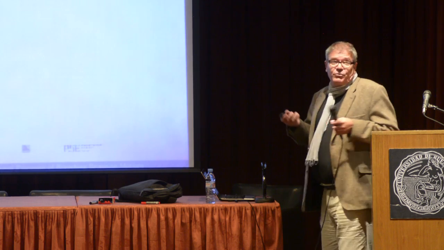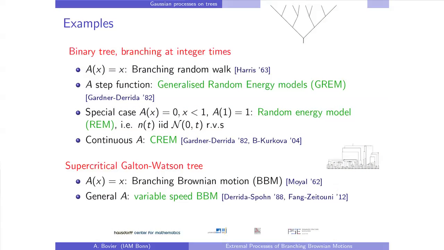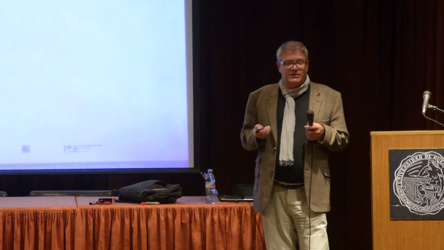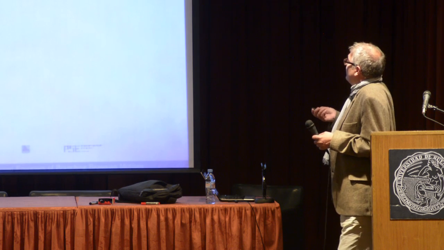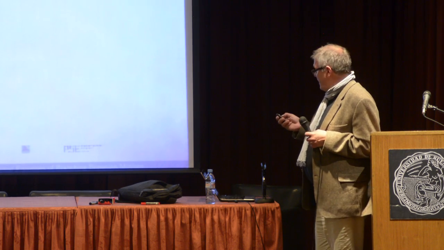So the first thing is, what trees could you use? Now the simplest tree, you could use a binary tree, right? So here's a binary tree. And then if you choose your function a of x to be just the identity function, a of x equal to x, then you get branching random walk. It goes back to Harris, I guess, or even earlier, in '63.